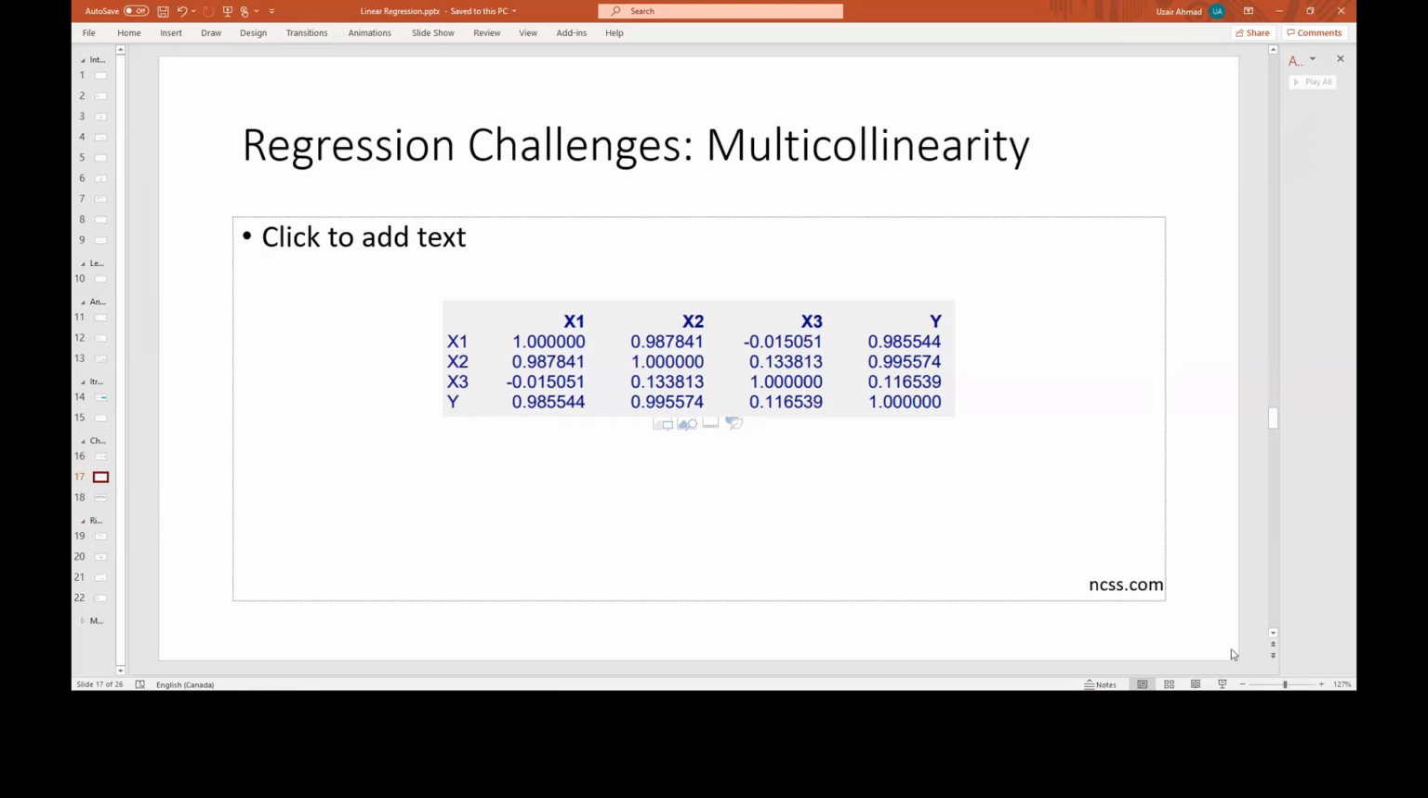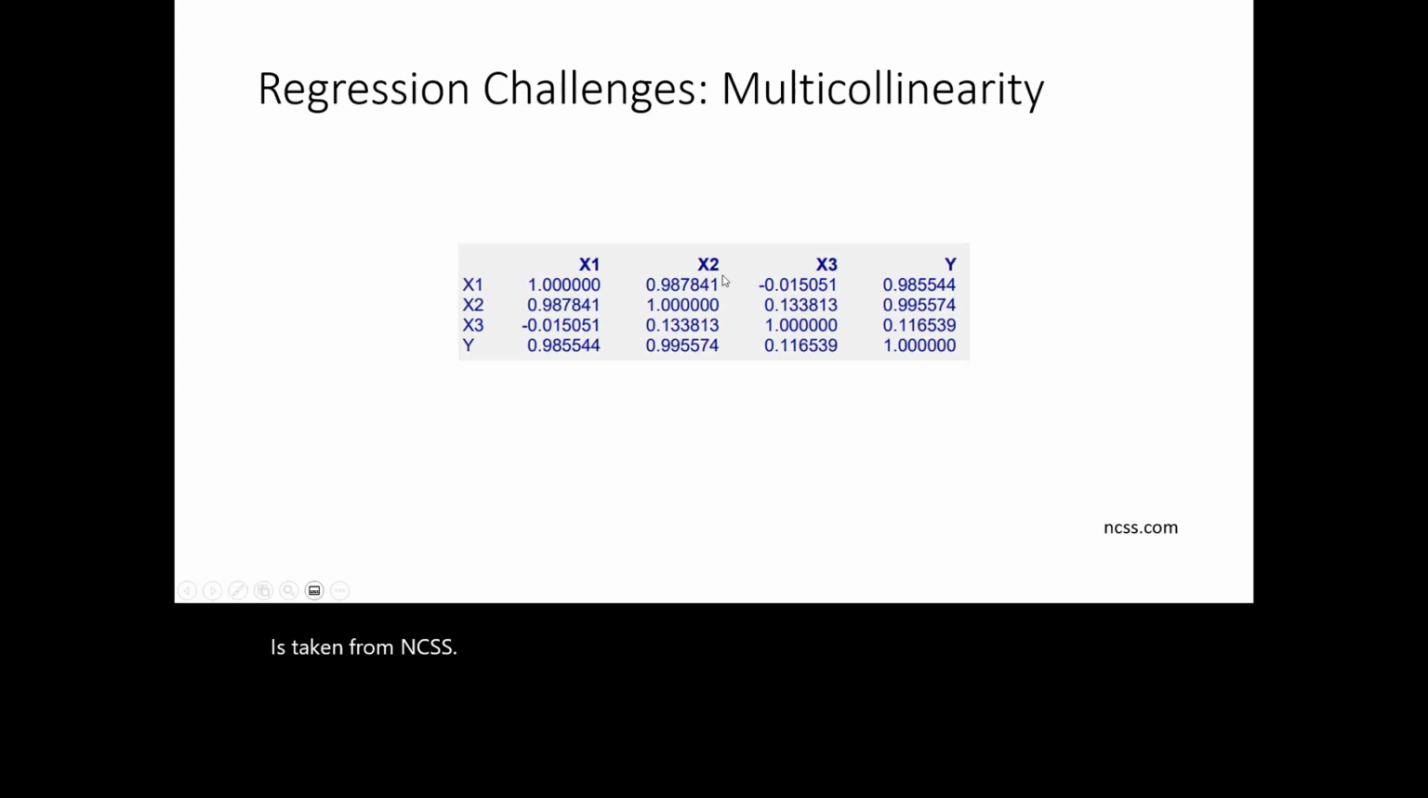An example I want to show you here. We have three variables here, x1, x2, x3. They are created on purpose to be collinear, to have high correlation with each other and with dependent variable y.